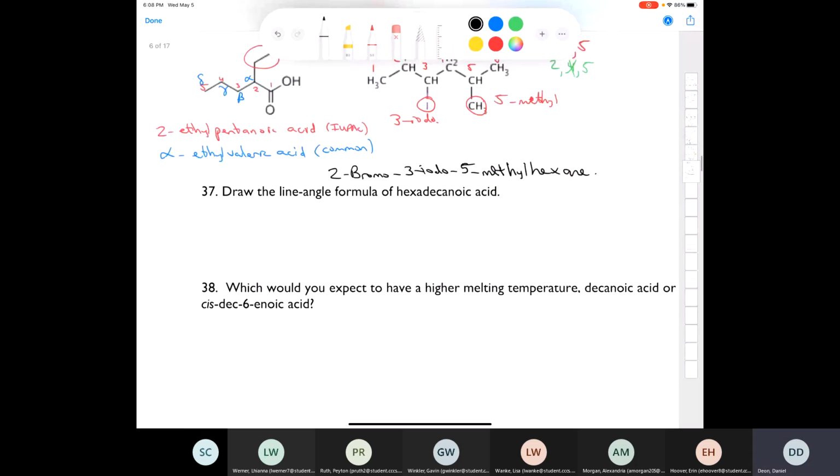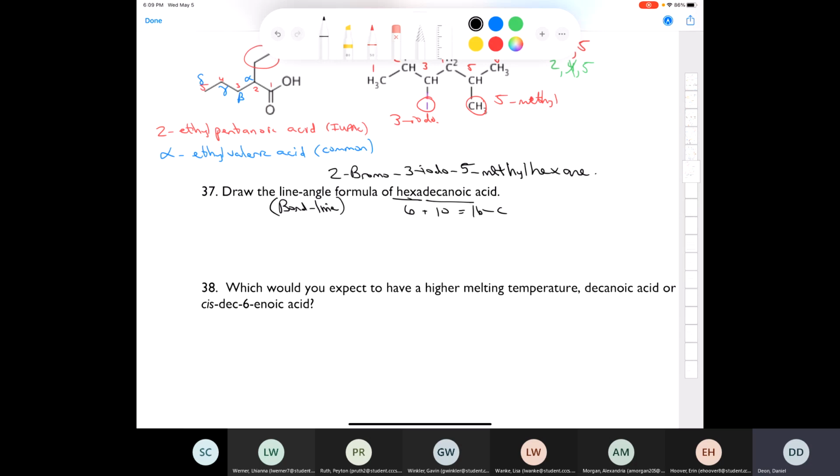Draw the line angle, which is the same thing as the bond line formula of hexadecanoic acid. Now, I know we didn't look at a lot of compounds longer than 10 carbons, but you can put this one together. You have decanoic acid, which has 10, and then you add 6 to it for hexa. So that means that we have a total of 16 carbons in the molecule.